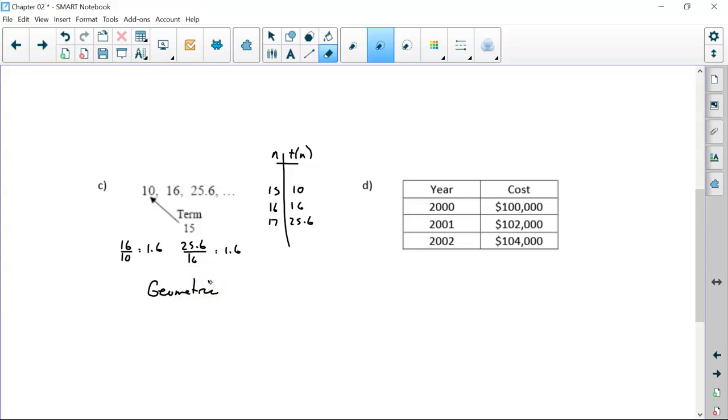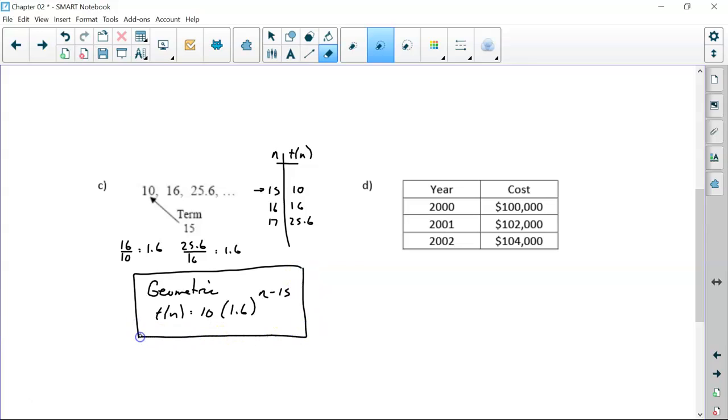So they don't have to keep going backwards 15 times. T of n equals. We can use this to start off with. It's going to be 10 times our multiplier 1.6. And now instead of just using n, since we're starting on the 15th term, it's n minus 15. That's our geometric sequence. Those are a little bit trickier.